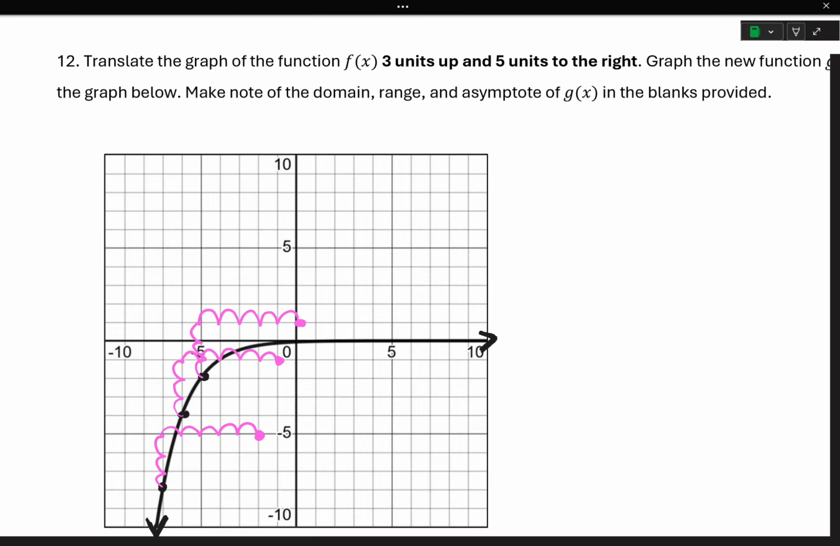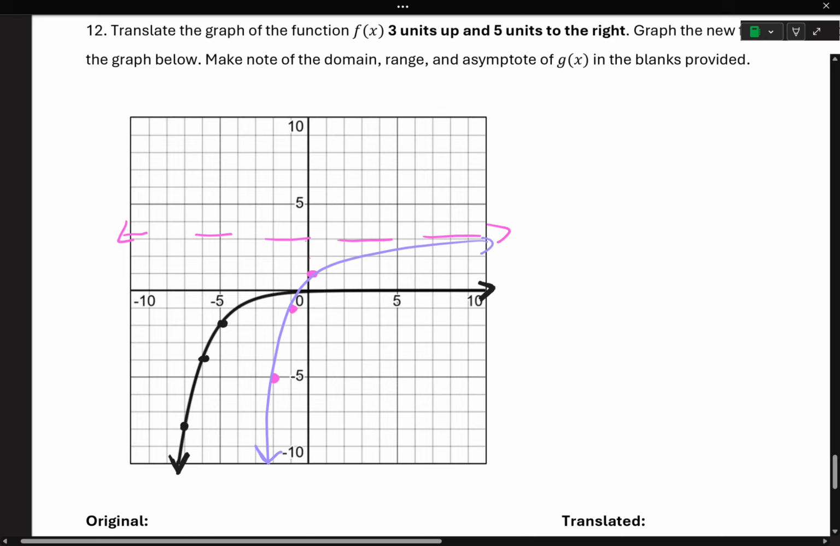I moved 3 up. That means my asymptote should also move 3 up. So if it was at 0, it should now be at 3. Okay. Now let's connect our points. Here's our graph. I'm going to erase these marks so you can see how we moved up and right.